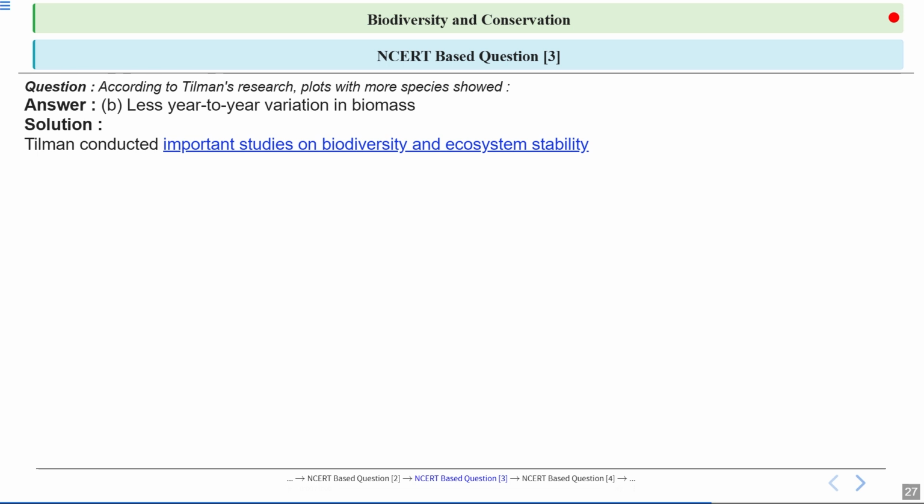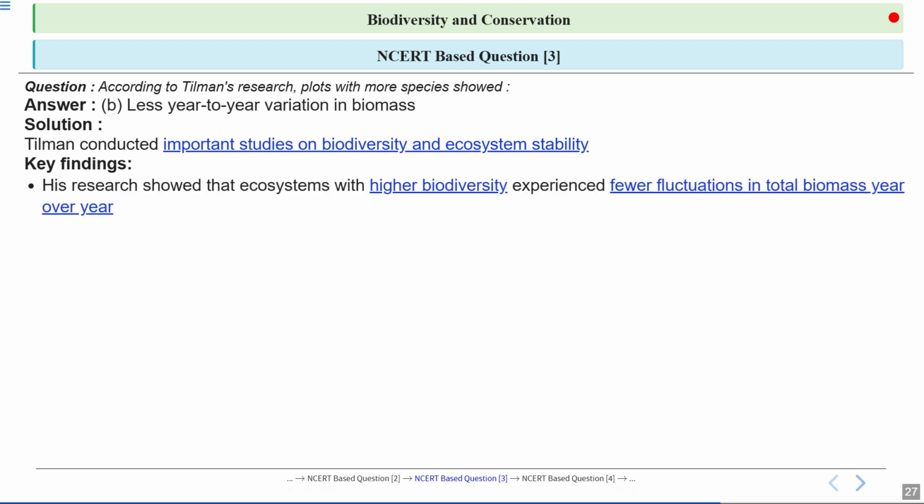Tilman carried out important studies on biodiversity and ecosystem stability. Now let's focus on the key findings. Tilman found that ecosystems with higher biodiversity, meaning more different species, have fewer ups and downs in their total biomass each year, meaning there was less variation in productivity. So this shows that greater biodiversity leads to greater stability in the ecosystem.